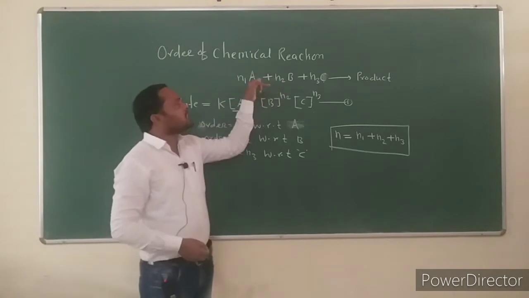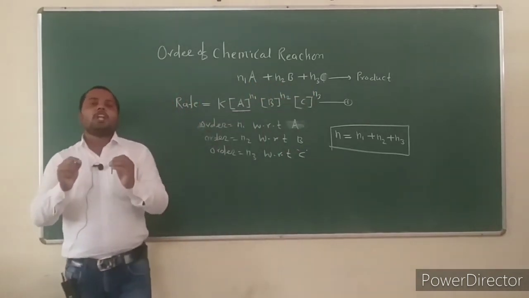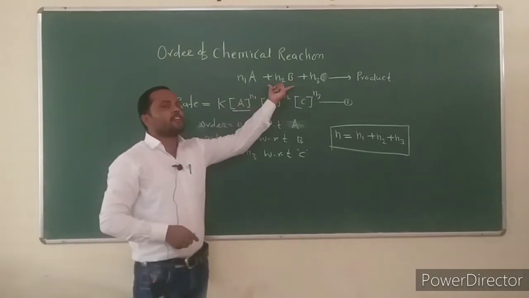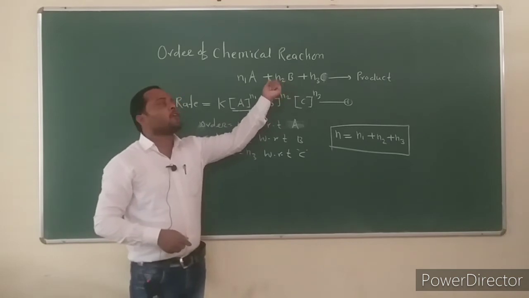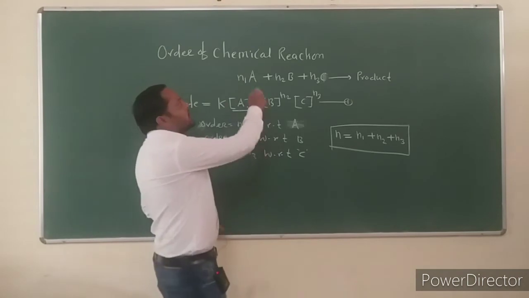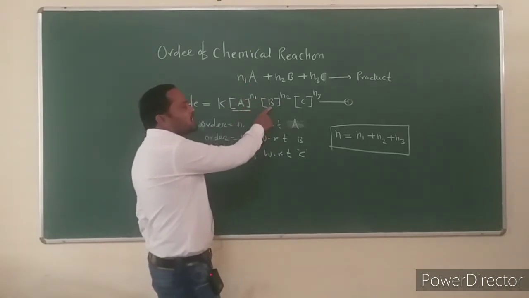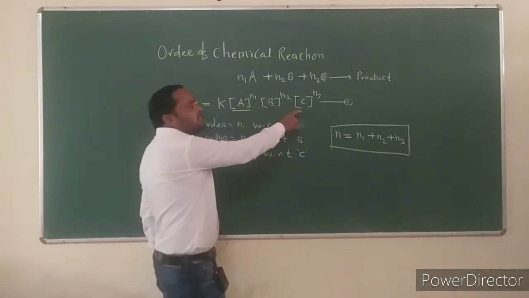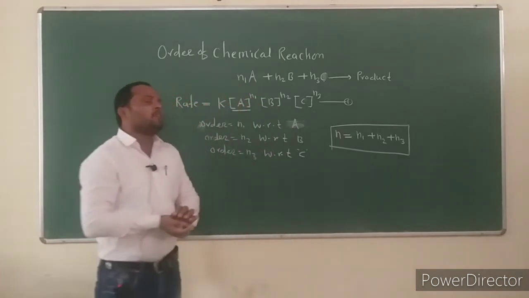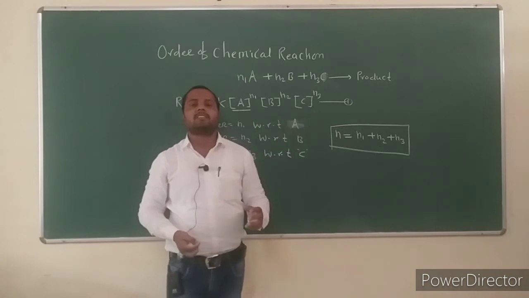This reaction involves three reactants A, B, C. Then the overall order of reaction is the sum of the powers of concentration of the reactants involved in the rate equation. In the rate equation, the power of concentration A is n1, concentration B has power n2, and concentration C has power n3. Then the overall order of reaction N is equal to n1 plus n2 plus n3.